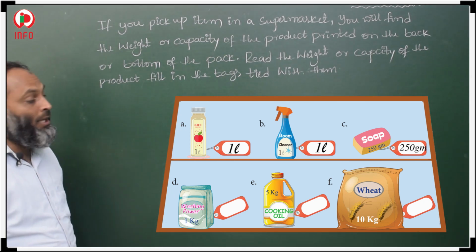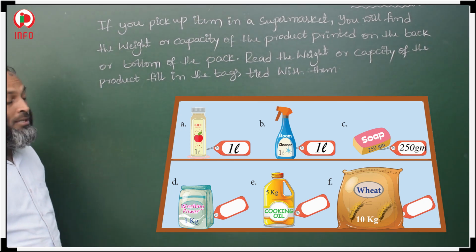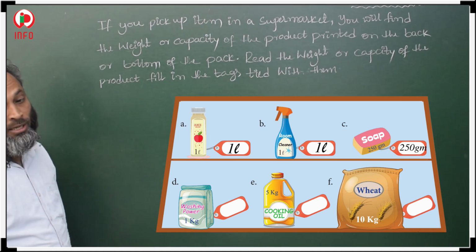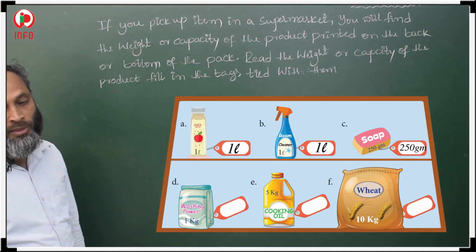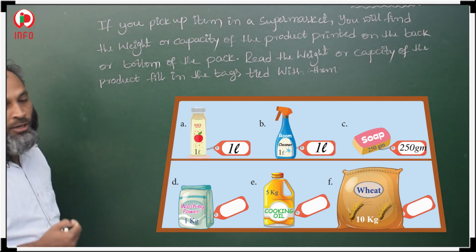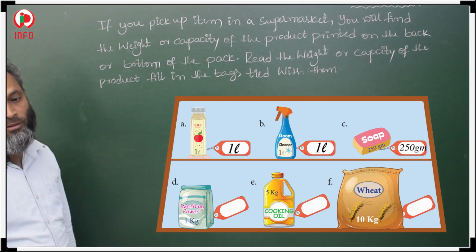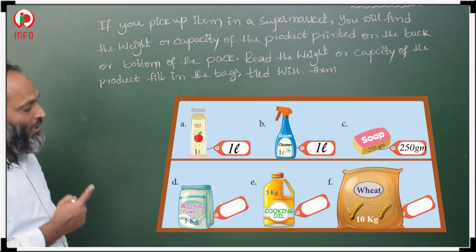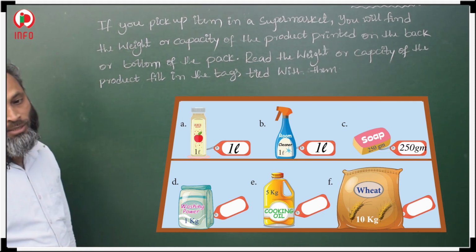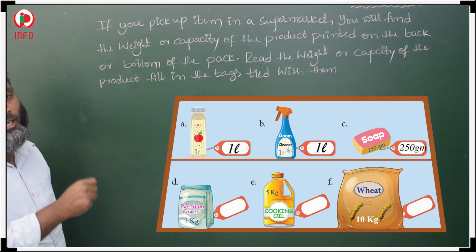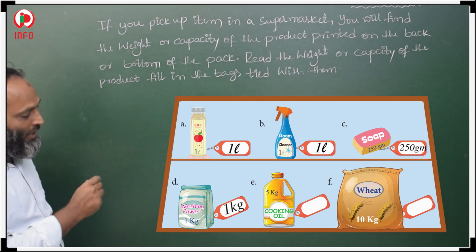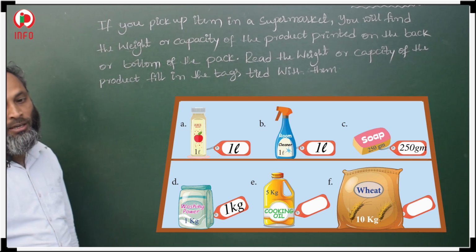Okay, then in the next product, what is given? Detergent powder is given, meaning washing powder. What is the weight of that washing powder? 1 kg washing powder, so we have to write 1 kg on the tag.